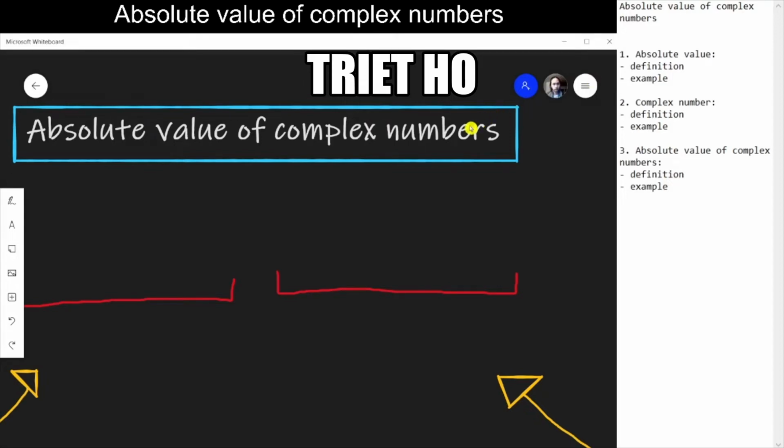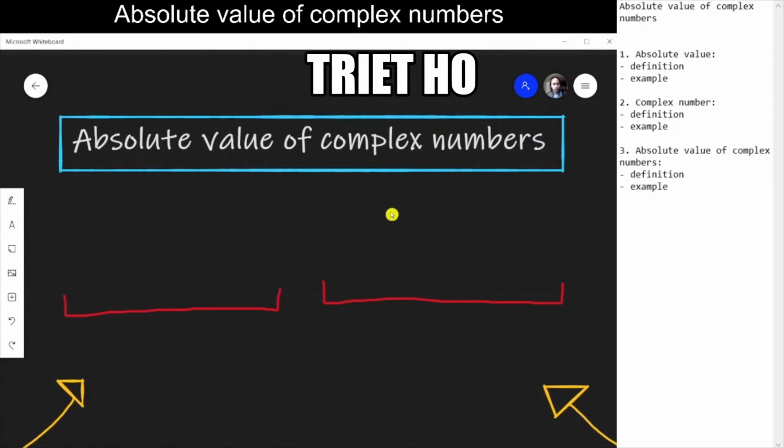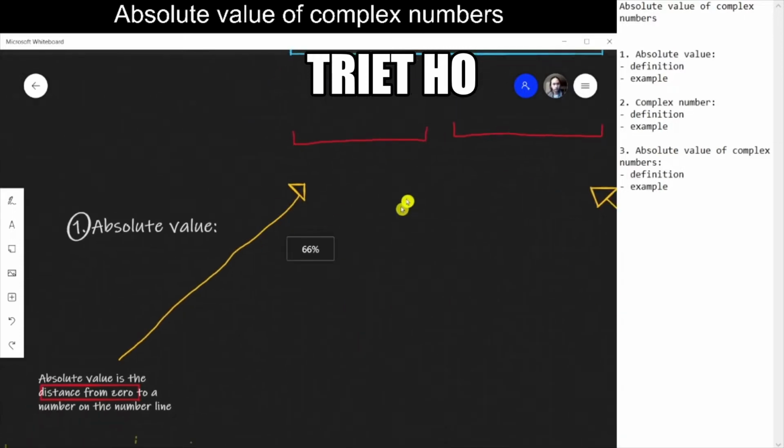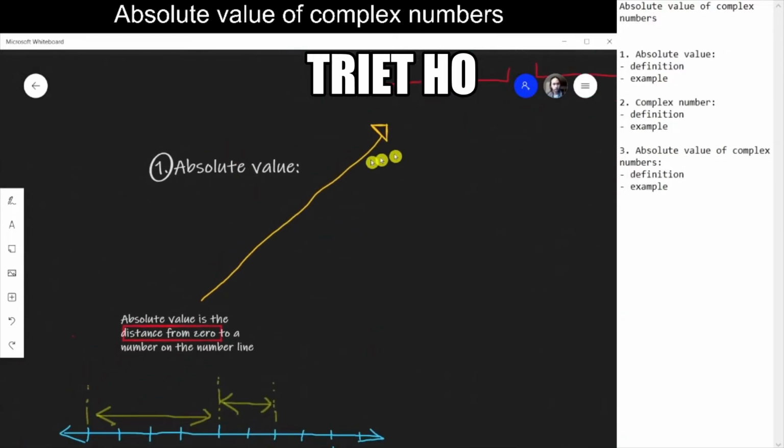Absolute value of complex numbers. I'm going to divide this phrase into two terms. First is absolute value, and the second one is the complex numbers. So first, I'm going to go to the absolute values.